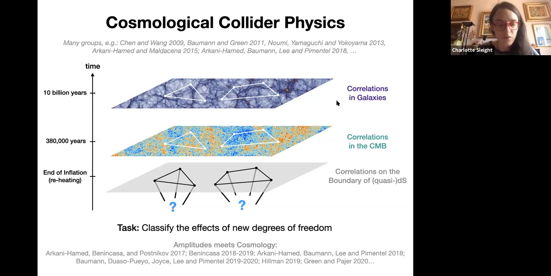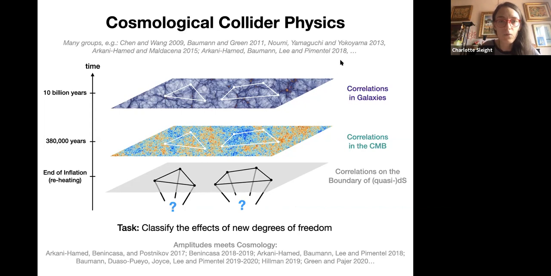Because of this, inflation presents us with this really incredible opportunity to try to probe the laws of physics at these scales, which so far remain somewhat elusive. And the task that we have ahead is to classify the effects of new degrees of freedom that might become observable at these scales. So in particular, to classify the imprints of possible processes that can take place, for instance, here in these question marks. And this is in order to compare with future observations of these guys.